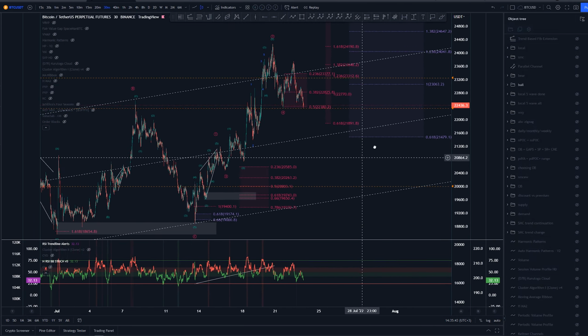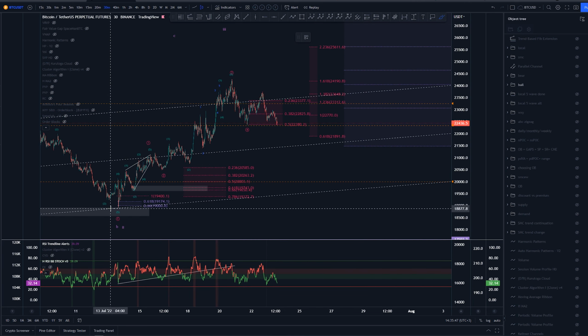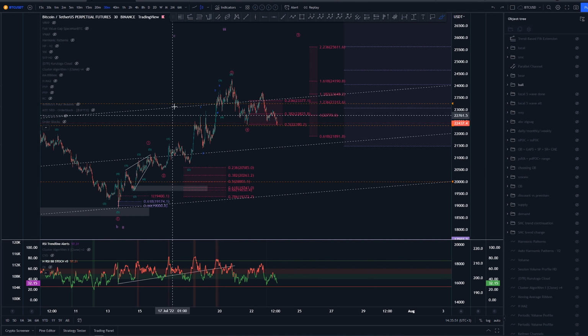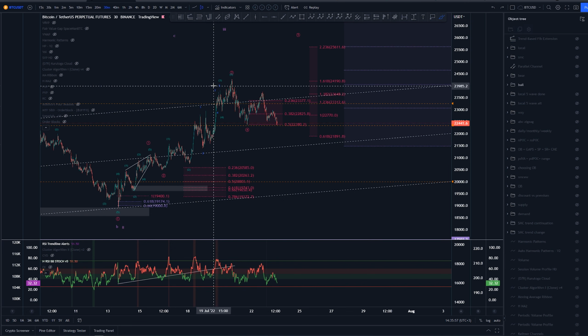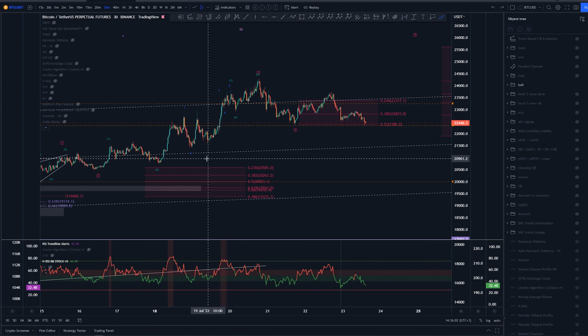In this one, I've labeled the wave C or third wave like so, as a wave 1, 2, 1, 2, 1, 2. So a nested pattern here, and then we are starting to unravel that as a 1, 2, 3, 4, 5 into wave 3 here. Again, this is a bit weird looking.